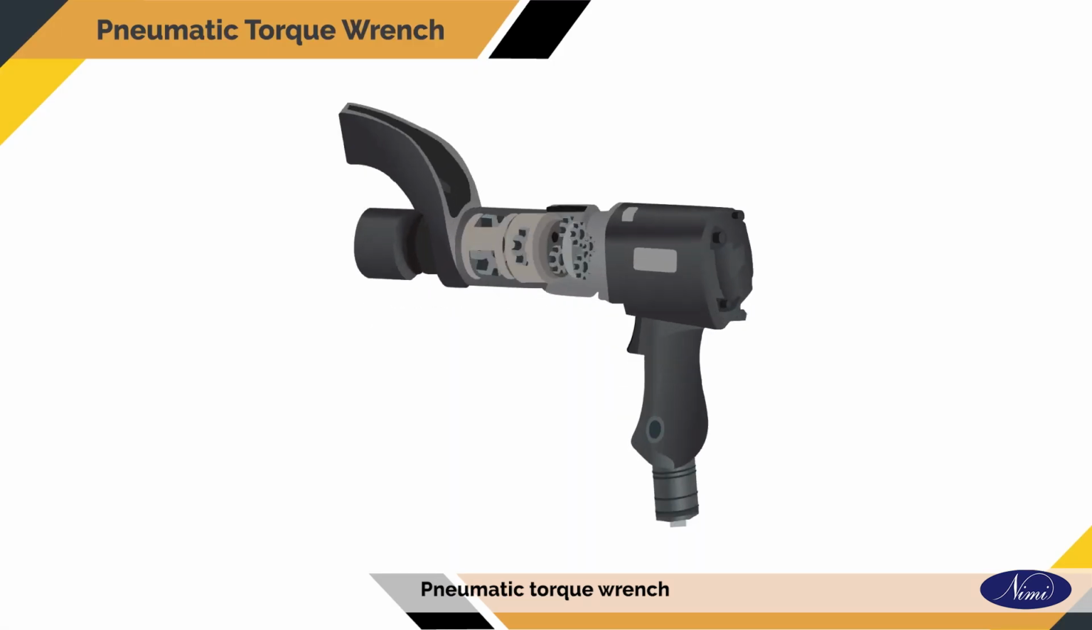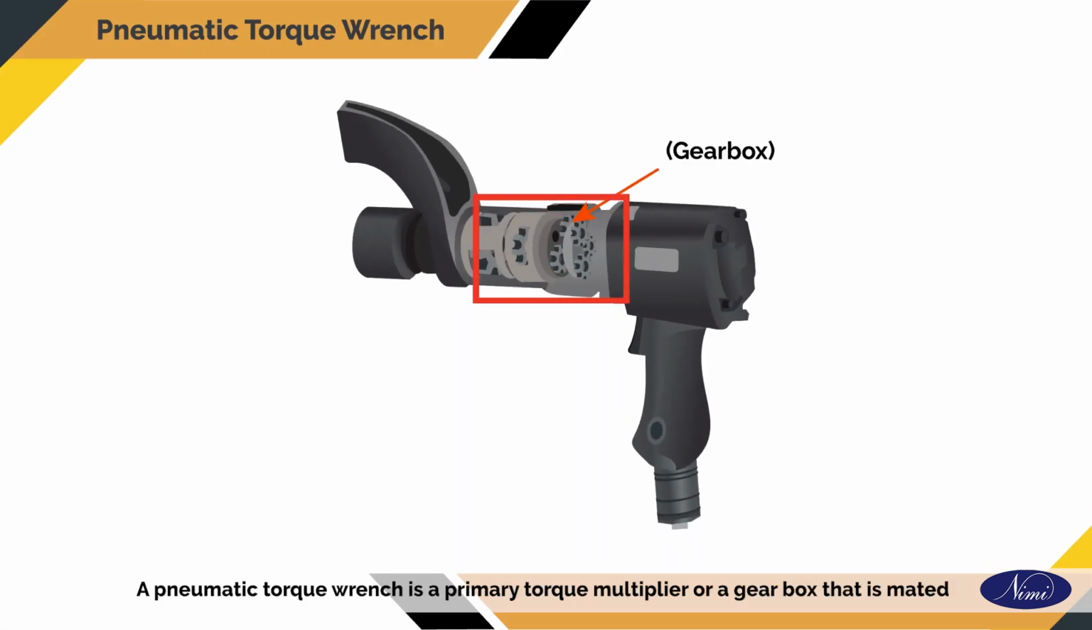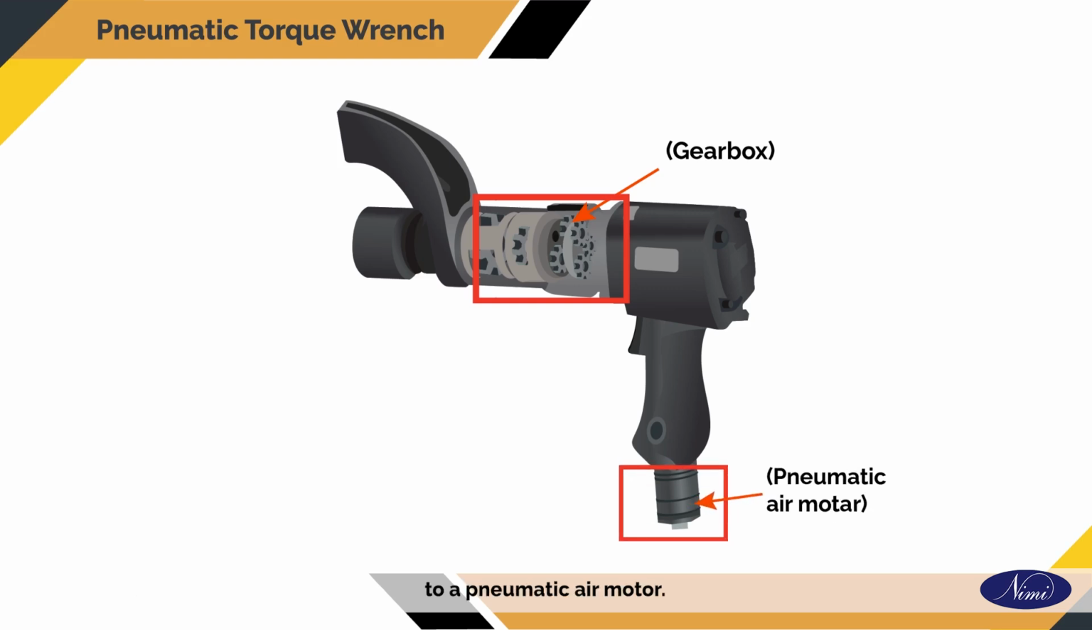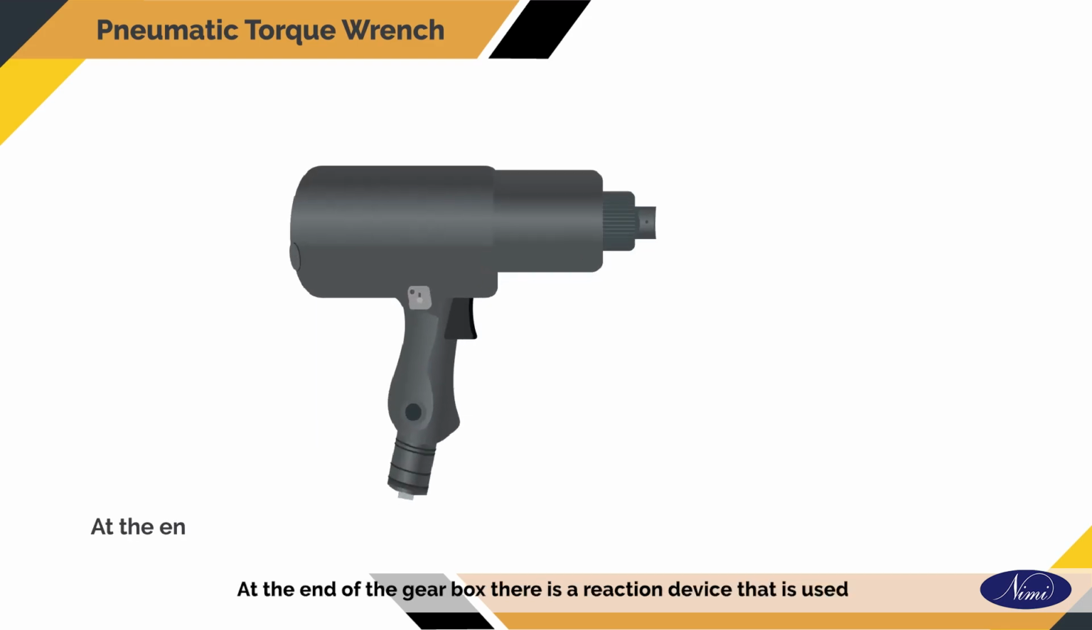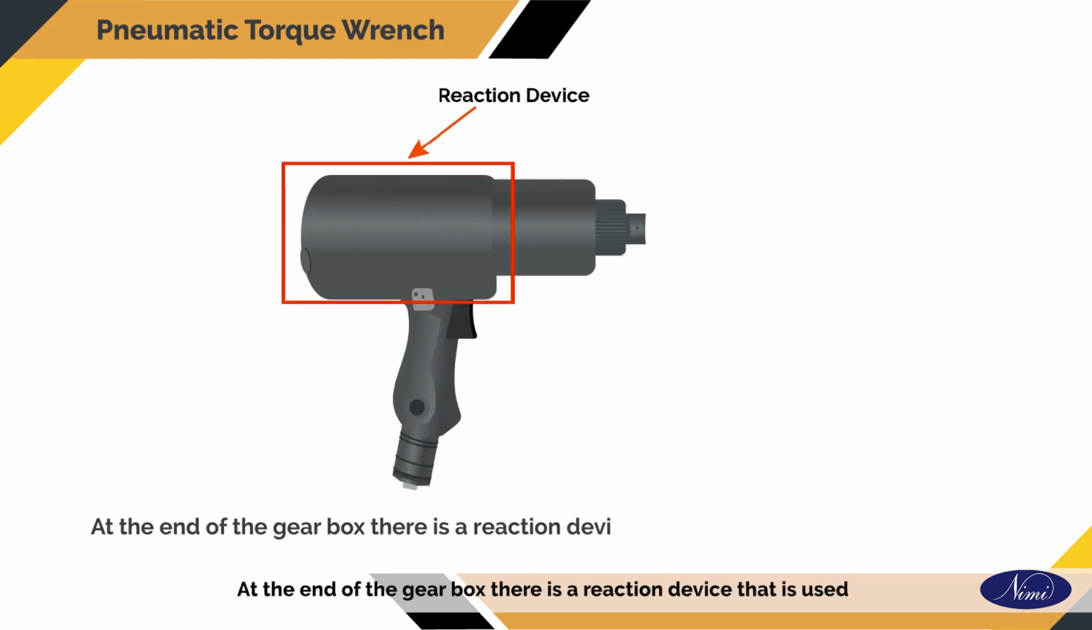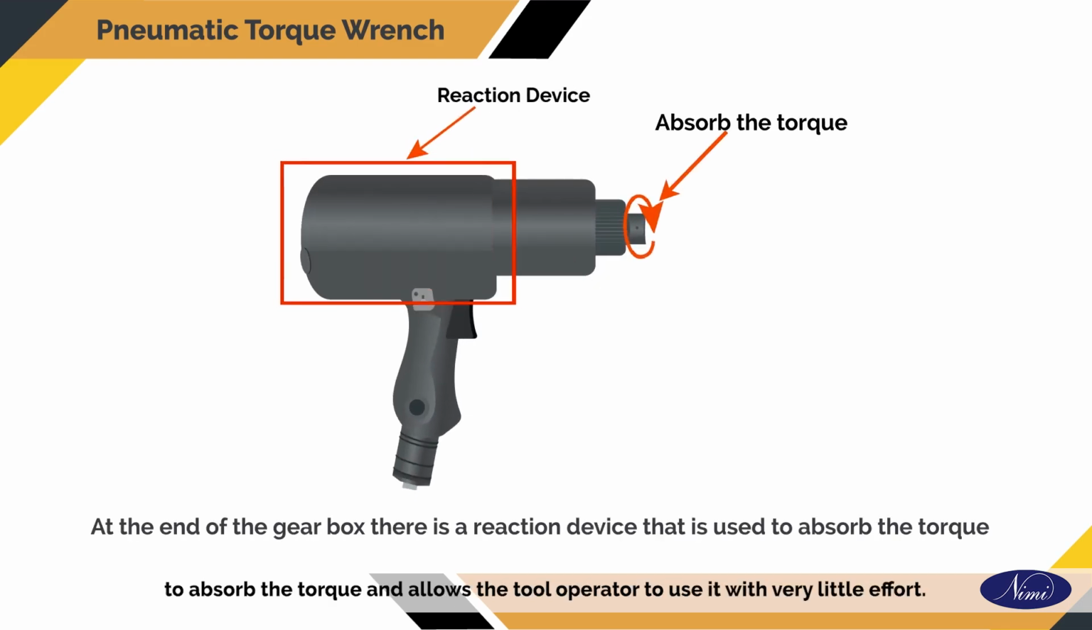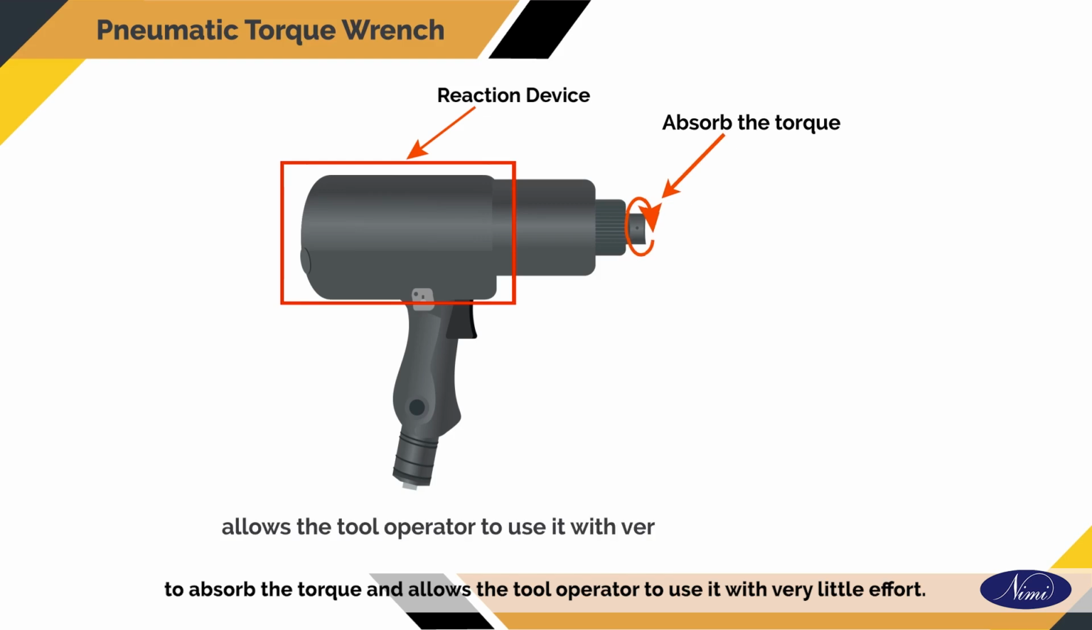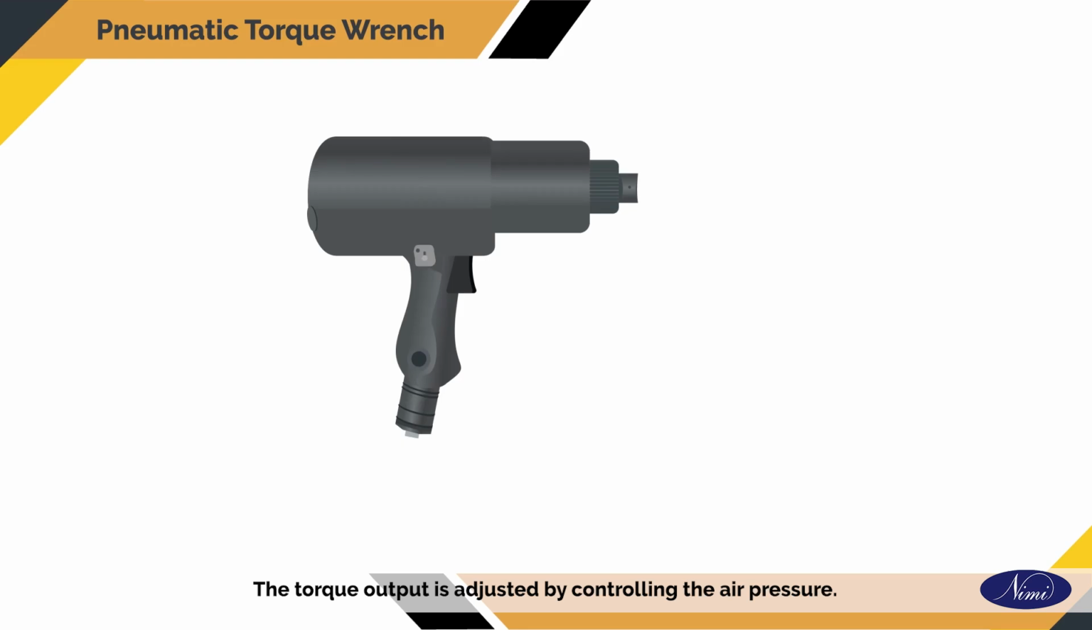Pneumatic torque wrench. A pneumatic torque wrench is a primary torque multiplier or a gearbox that is mated to a pneumatic air motor. At the end of the gearbox, there is a reaction device that is used to absorb the torque and allows the tool operator to use it with very little effort. The torque output is adjusted by controlling the air pressure.